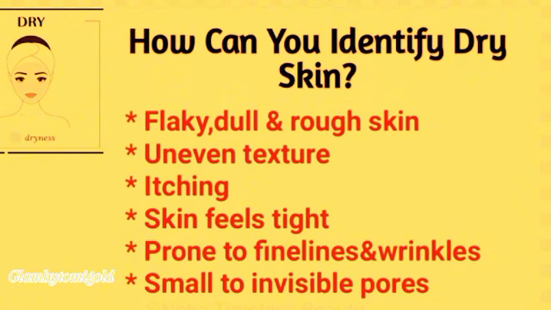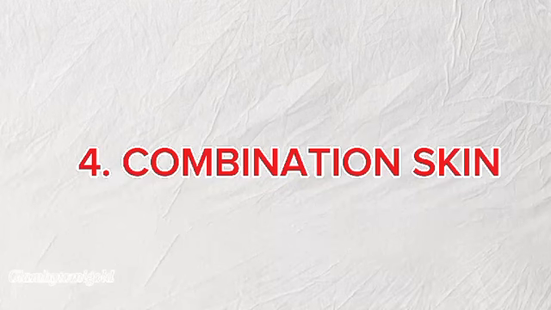Number four, your skin feels tight. It feels so tight. You don't feel okay with your body. Next is being prone to fine lines and wrinkles. Fine lines are the lines below your cheeks when you smile. For wrinkles, just try to lift up your brows. When you see some wrinkles on top of your forehead, you are prone to being a dry skin type. And then you hardly see the pores on your face.